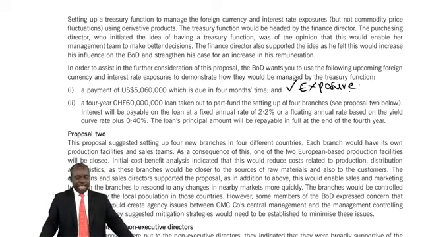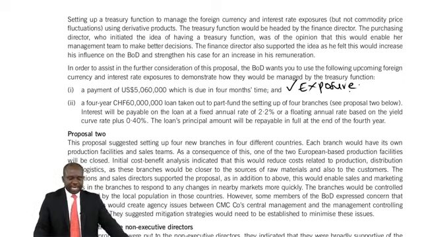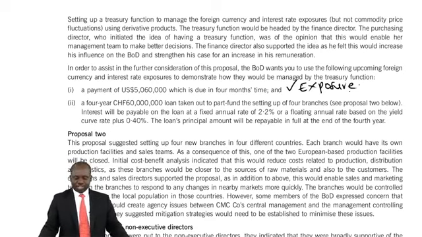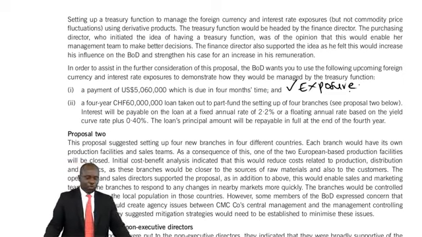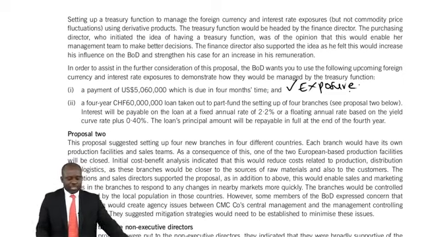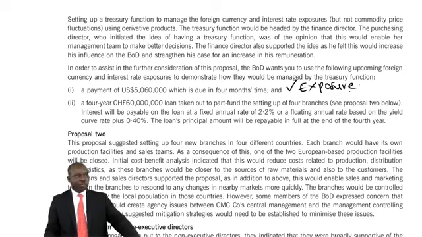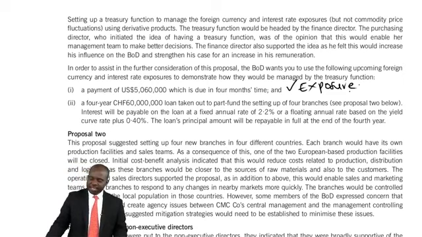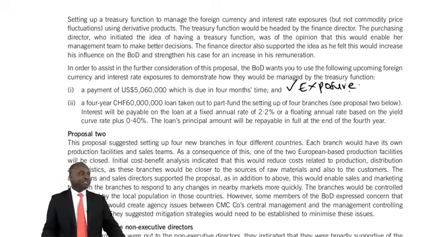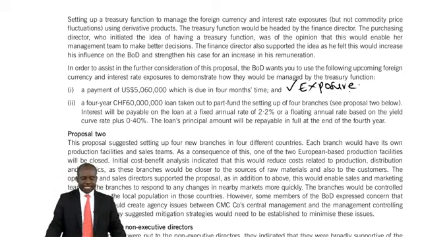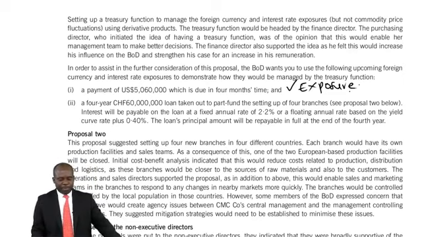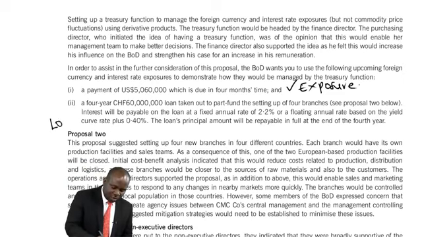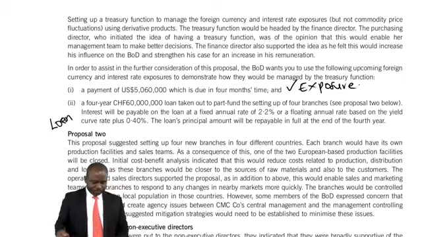Then a 4-year $60 million loan taken out to part fund the setting up of 4 branches. See Proposal 2 below. Interest will be payable on the loan at a fixed annual rate of 2.2% or a floating annual rate based on the yield curve rate plus 0.4%. The loan's principal amount will be repayable in full at the end of the 4th year. So this is the loan and its interest.